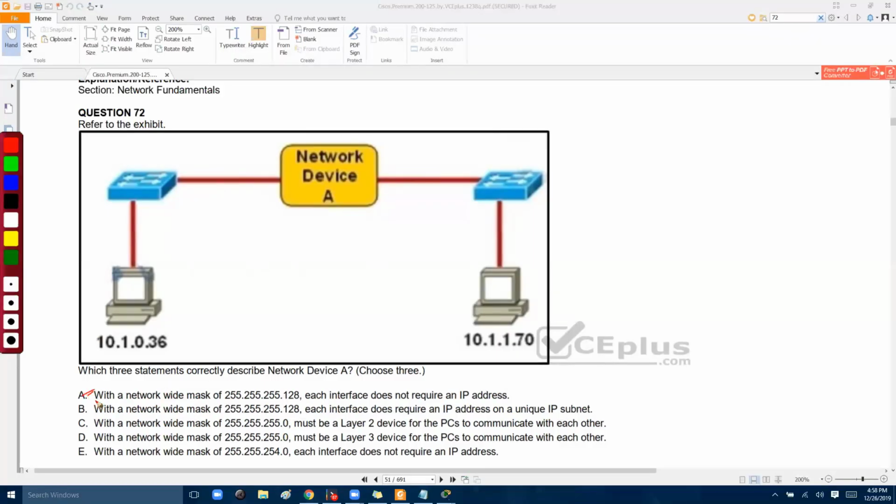So basically this is the opposite of this one, A and B. Both are opposite answers, so out of these two, any one can be correct. And the next thing is the third option. So this is correct, B.